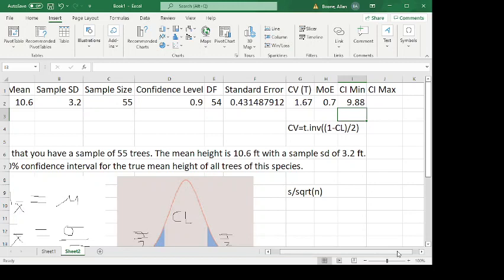And we can hit enter. All right. So this tells us that we are 90% confident that the true mean height of this tree species is between 9.88 feet and 11.32 feet.